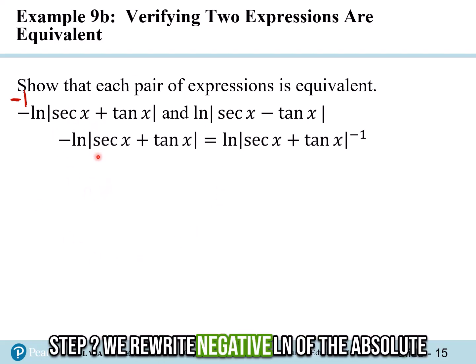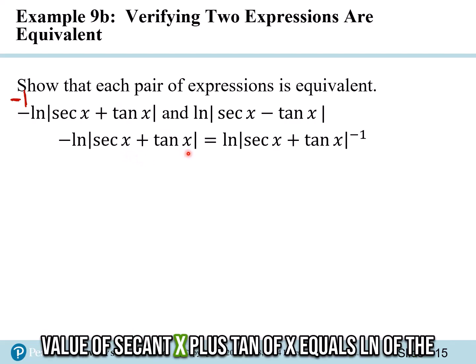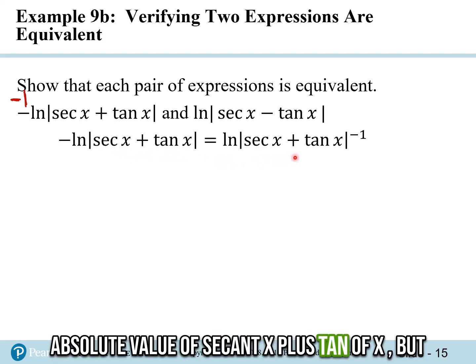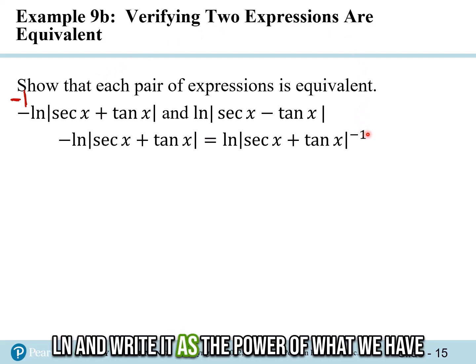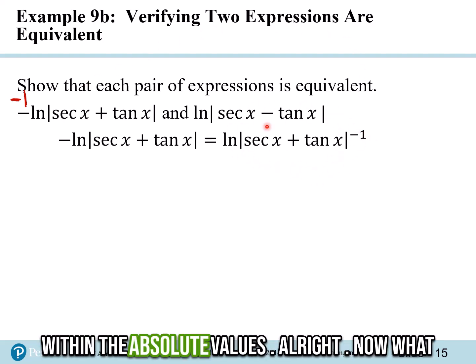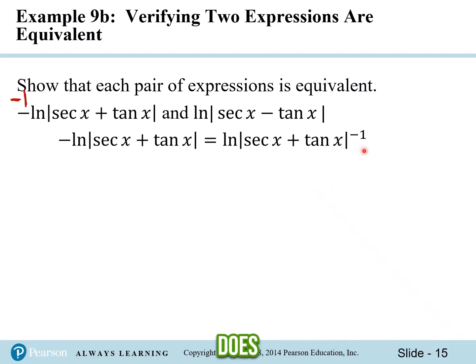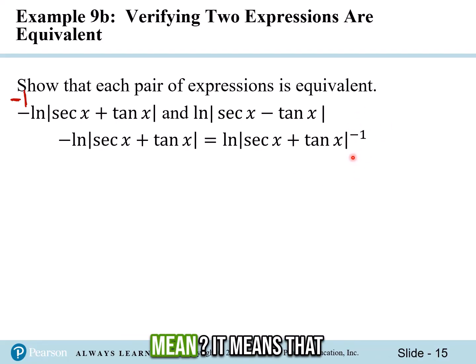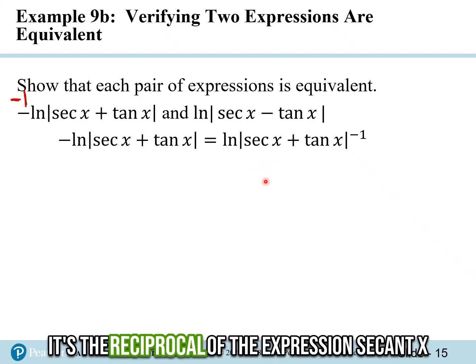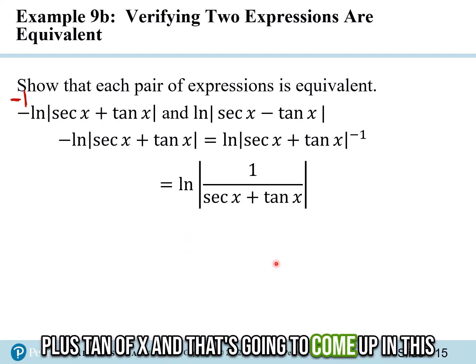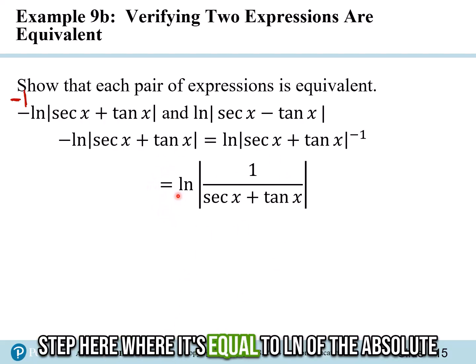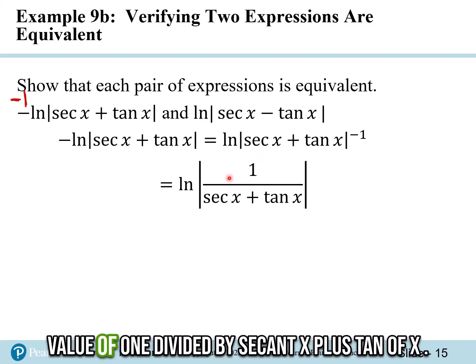We rewrite negative ln of the absolute value of secant x plus tan of x equals ln of the absolute value of secant x plus tan of x, but we transfer the negative before ln and write it as the power of what we have within the absolute values. All right. Now, what does an exponent of negative 1 mean? It means that it's the reciprocal of the expression secant x plus tan of x. And that's going to come up in this step here, where it's equal to ln of the absolute value of 1 divided by secant x plus tan of x.